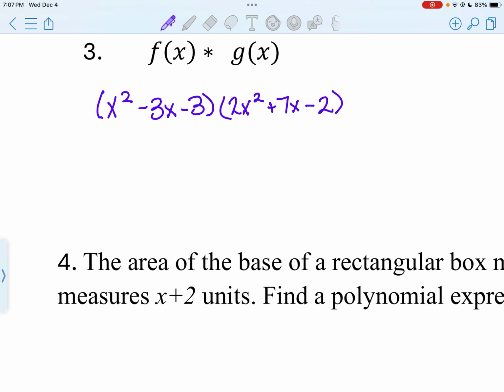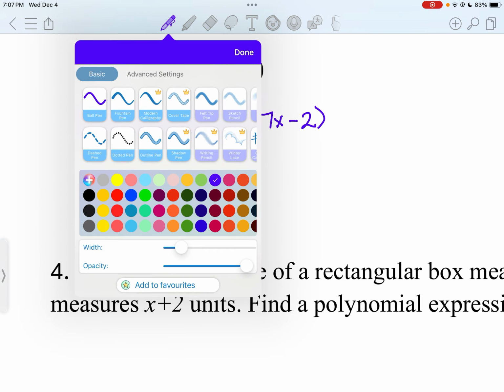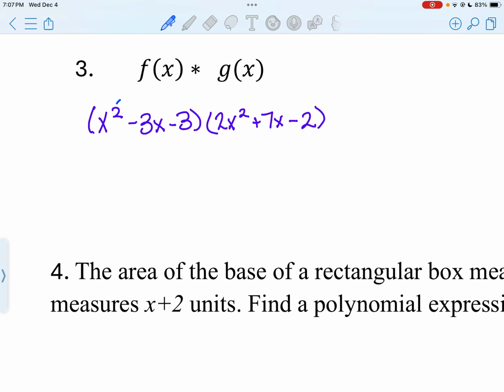So we're multiplying. Everything in f of x is being multiplied by everything of g of x. Every single term in f of x is getting multiplied by every single term in g of x. So I'm going to show you 2 different methods here. The first thing is just distribute. First, distribute the x squared. We're going to distribute the x squared to everything here.